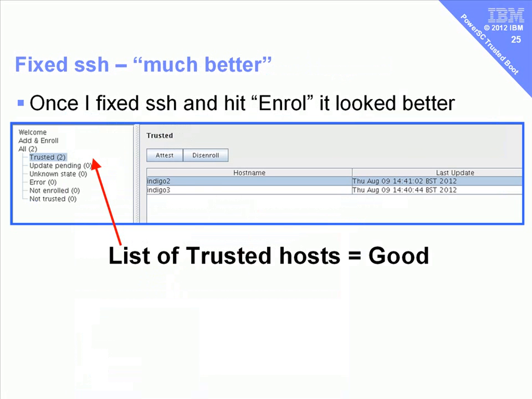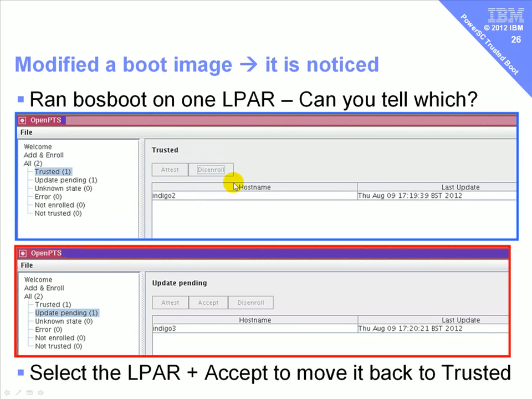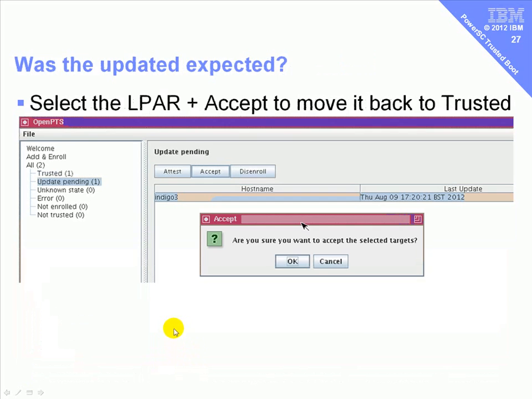When I did that, I then found that my machines went in properly into the trusted state, and everything looks good. I then tried causing some problems and making sure that we could detect them. First one was I ran the bosboot command. That changed the boot image, and it was detected after a little while. So it goes into the update pending state. So it says this has been changed. You have to decide what you want to do. And if you then click on this particular machine, Indigo 3, and then say accept, it gives you a little pop-up, are you sure? And you click OK.